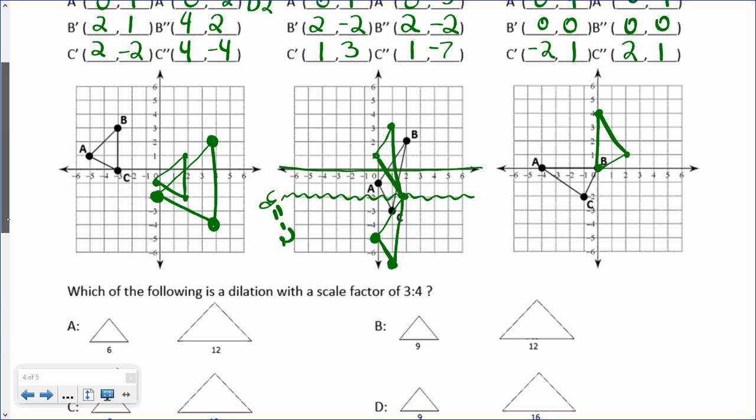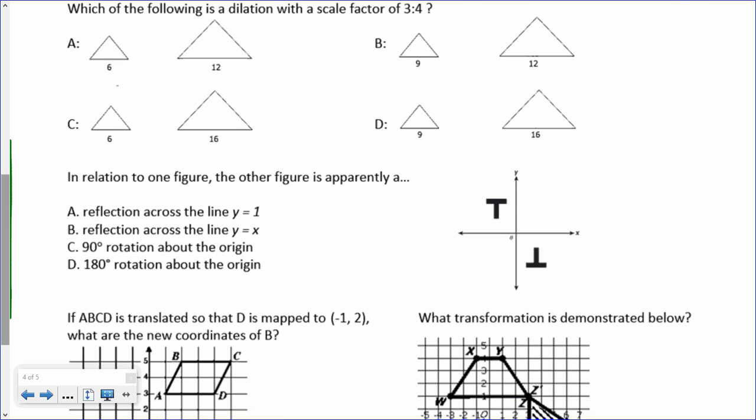Now, before we move on, just a couple more questions that you might see on the SML, so you are used to that. This first question says, which of these represents a dilation with a scale factor of 3 to 4? None of these pictures have exactly 3 and 4. So how do you think you would approach this? There is a way, I promise.